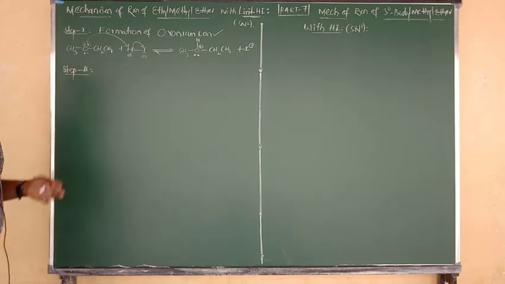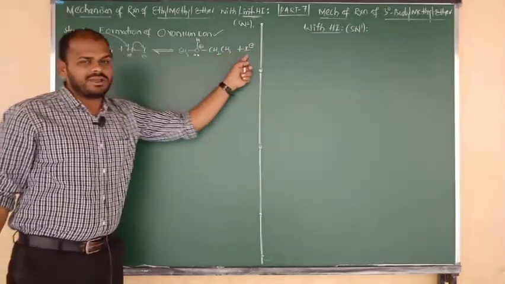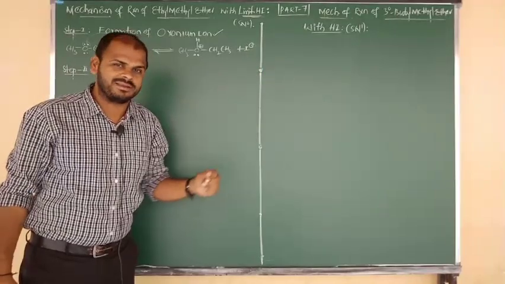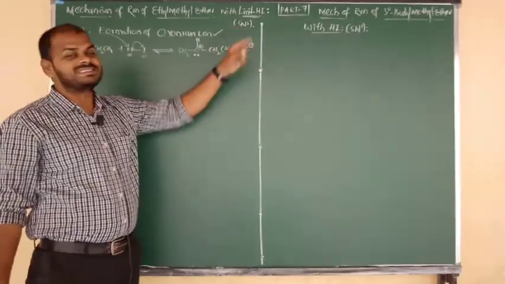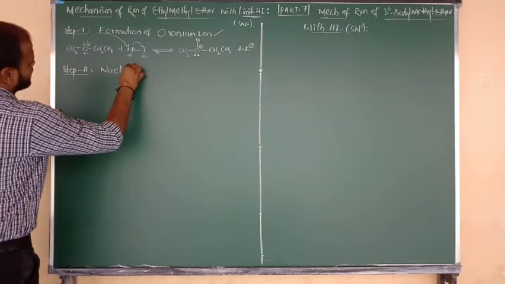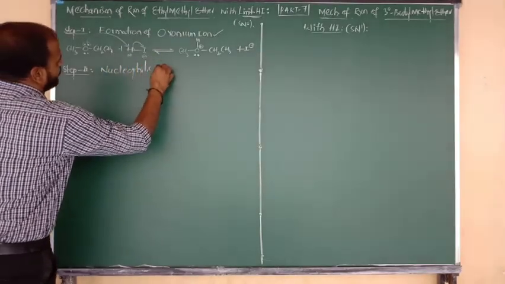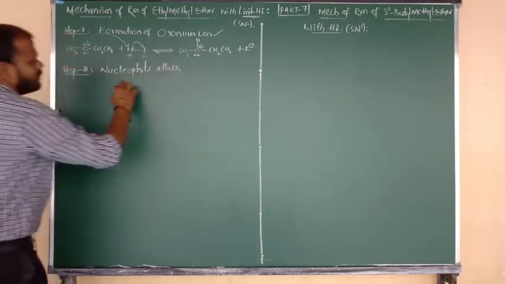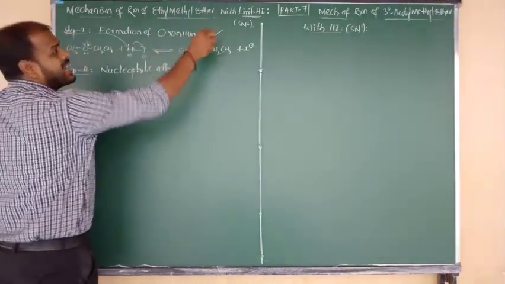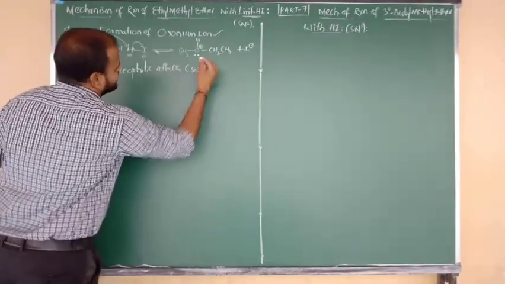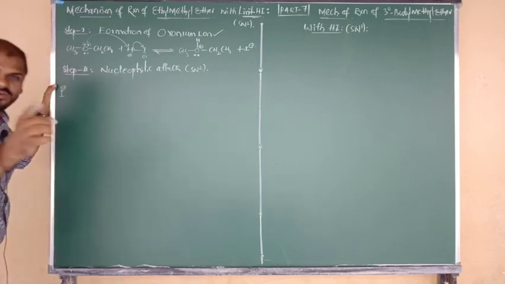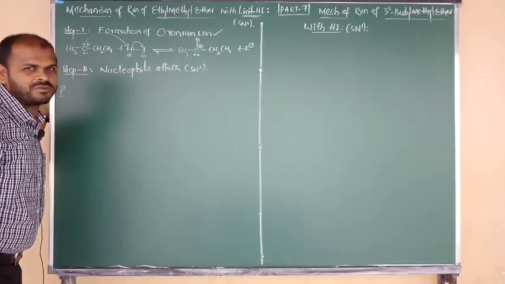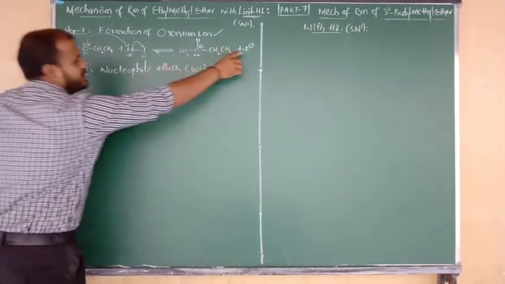In step 2, what do we have to do? Here we got the nucleophile. What is the nucleophile? I minus. The nucleophile attacks the oxonium ion; that is your second step, or we can say the SN2 reaction. So step 2 is nucleophilic attack. Nucleophilic attack takes place on the oxonium ion, and the mechanism is SN2. In SN2 there is a back attack of the nucleophile, because of which you get the inversion product.